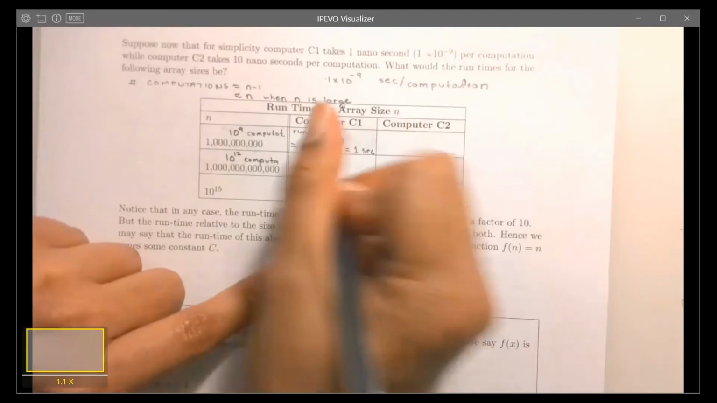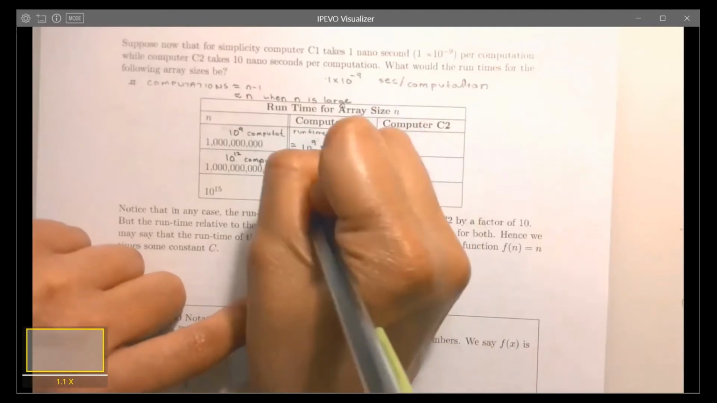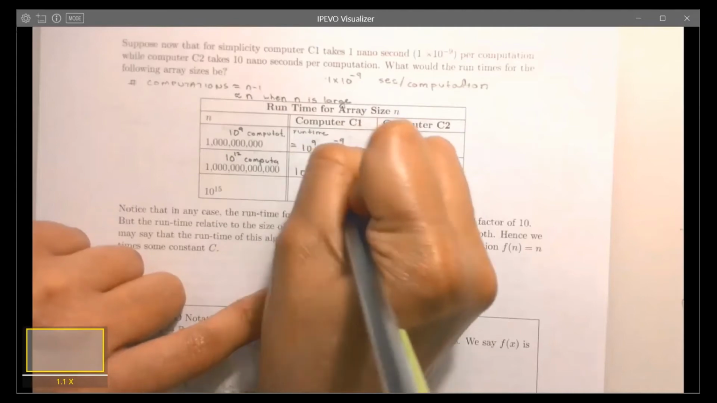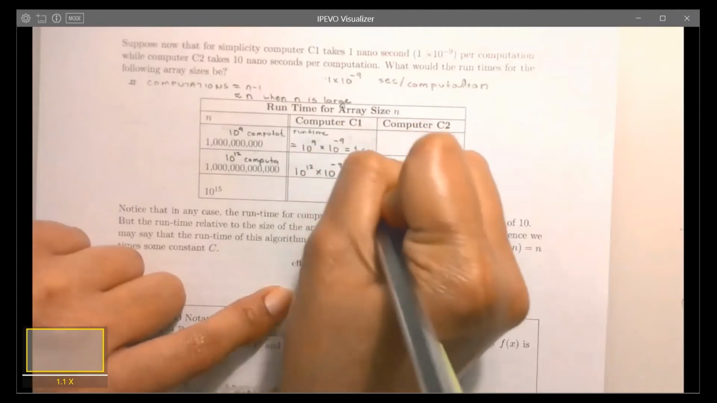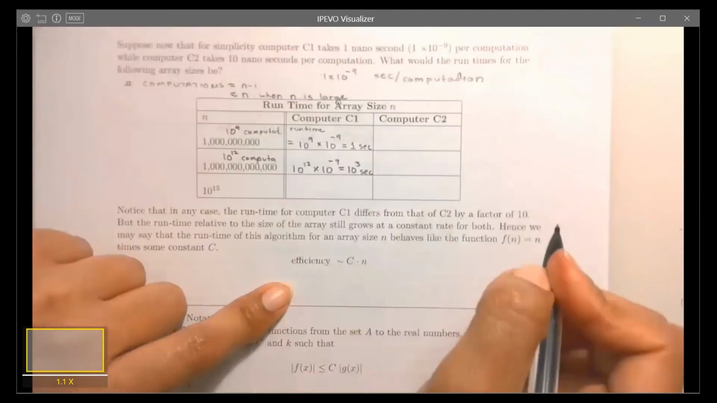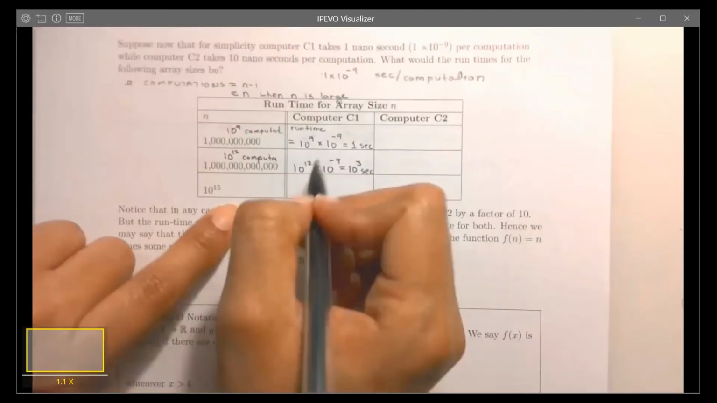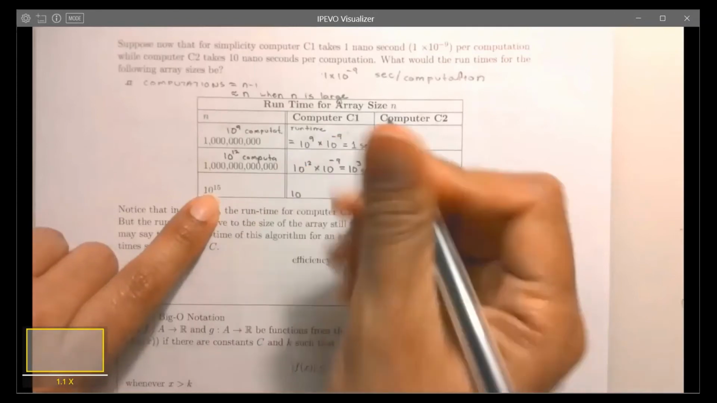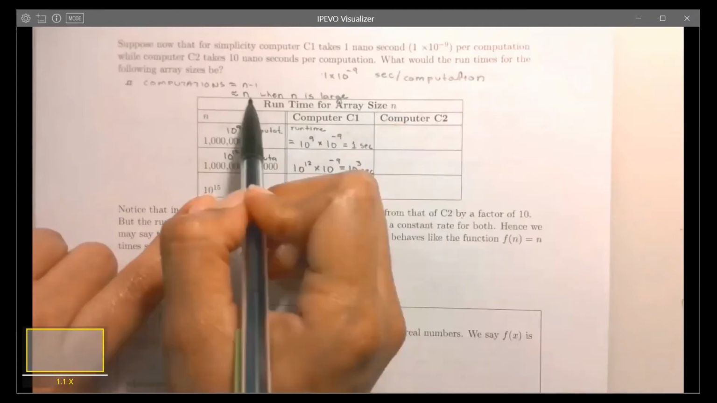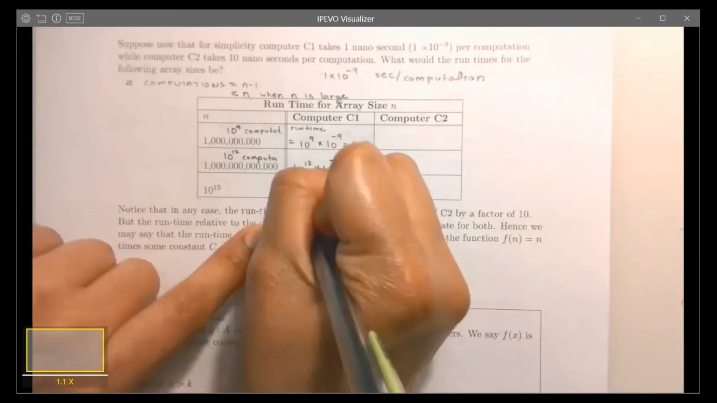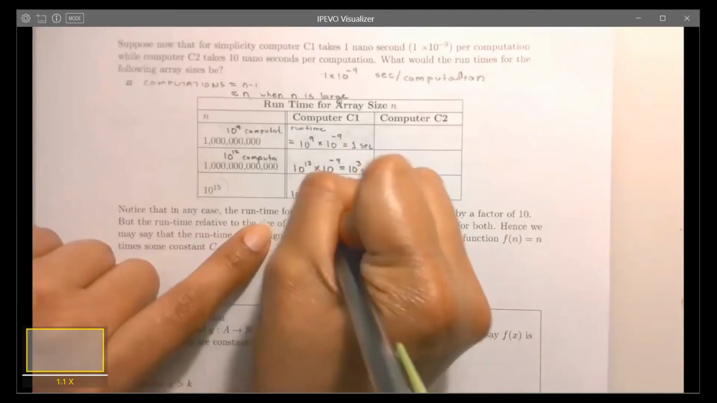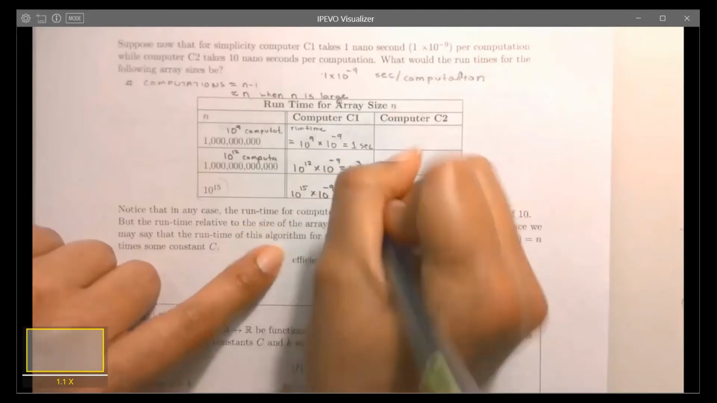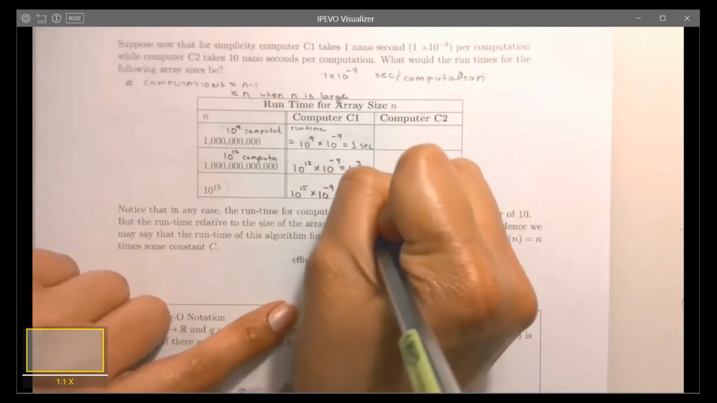So that means that my runtime is going to be 10 to the 12 times 10 to the minus 9, or in other words, 10 to the third seconds, 1,000 seconds. When the size is 10 to the 15, then my number of computations is approximately the same as the size. So I'll have 10 to the 15 computations multiplied with a 10 to the minus 9, which is going to be 10 to the 6 seconds.